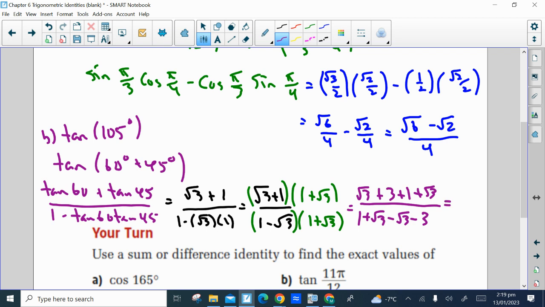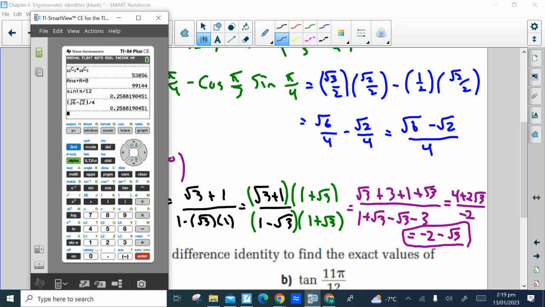So this gives us 3 plus 1, which is 4, plus 2 root 3, all over negative 2, which you can divide every term by if you want, by negative 2, and you'll get negative 2 minus root 3. There's our final simplified answer. That would be the exact value of the tangent of 105 degrees.